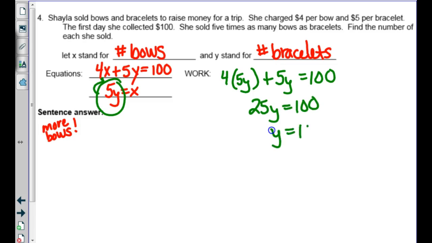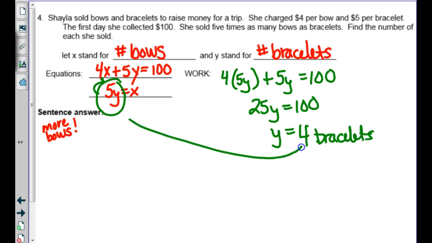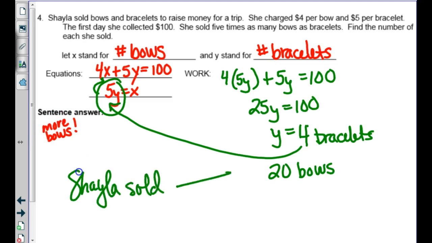So then if we divide, I get 4. So we have 4 what? Yeah, y was bracelets. And then if we plug it back in here, we'll have 20 bows. And did it turn out what we wanted at the end? More bows, right? So Shayla sold 4 bracelets and 20 bows. Any questions about that one? Just be real careful that at the end it makes sense and that it checks and everything.